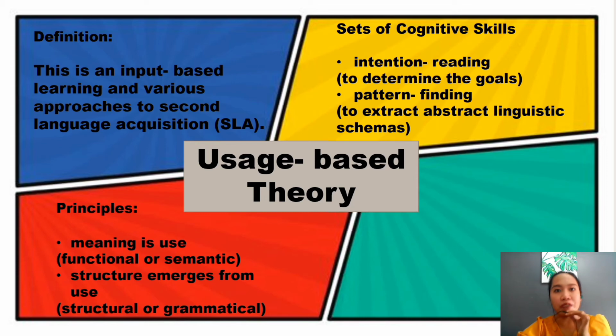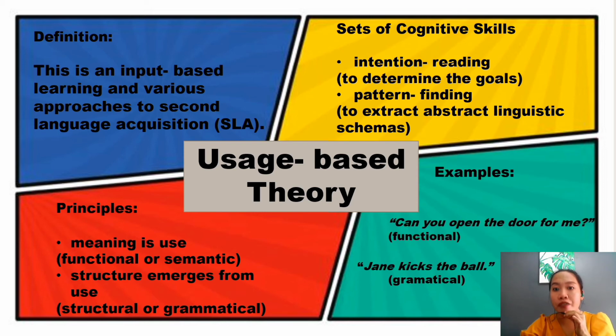While pattern finding is what children must do in order to extract abstract linguistic schemas or constructions from the individual utterance, that is in accordance with the grammatical approach mentioned a while ago. Therefore, this means that usage-based theory has two main dimensions. These are functional and grammatical dimensions.